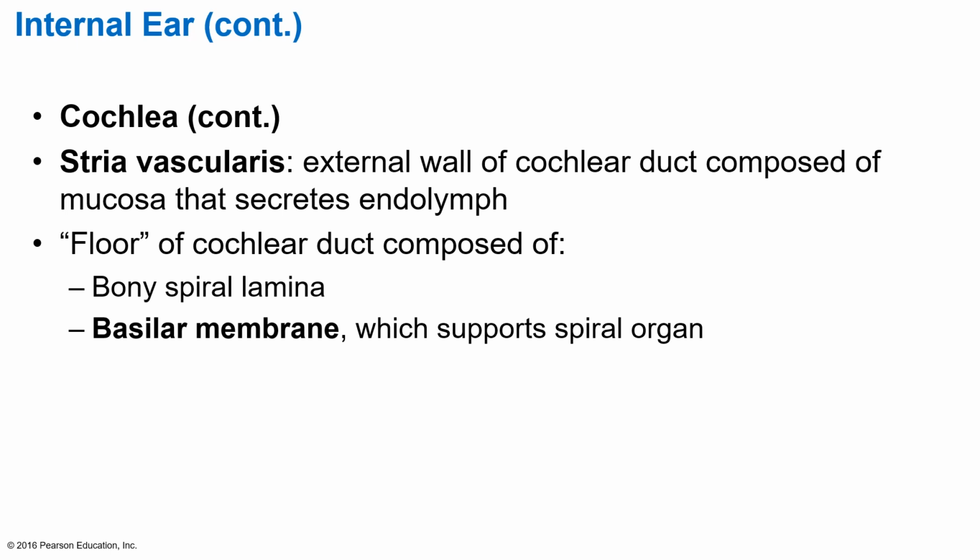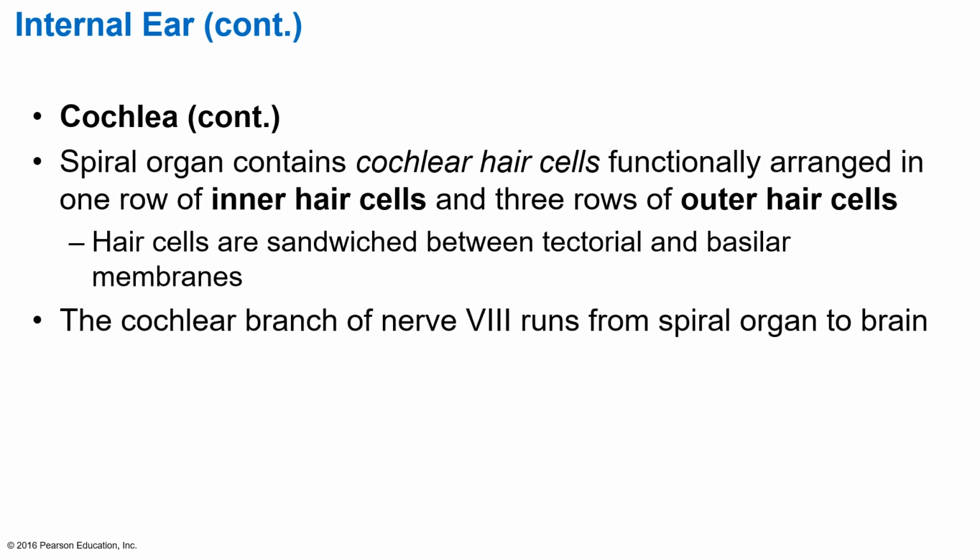Stria vascularis is the external wall of the cochlear duct composed of mucosa that secretes this endolymph. And then the floor of the cochlear duct is composed of bony spiral lamina and the basilar membrane, which supports the spiral organ. The spiral organ contains cochlear hair cells, functionally arranged in one row of inner hair cells and then 3 rows of outer hair cells. Hair cells are sandwiched between the tectorial and basilar membranes. The cochlear branch of nerve 8, cranial nerve 8, runs from the spiral organ to the brain.